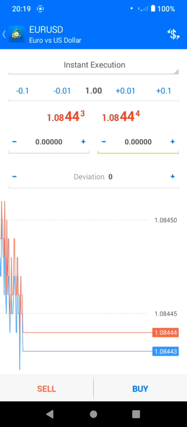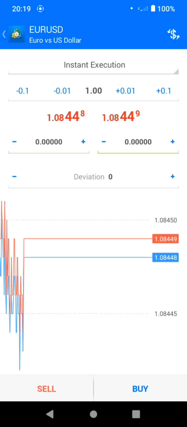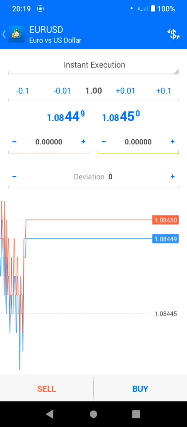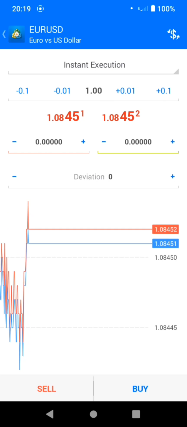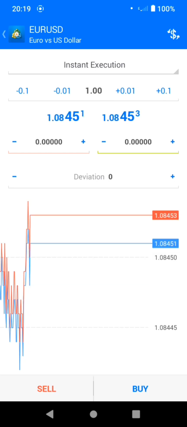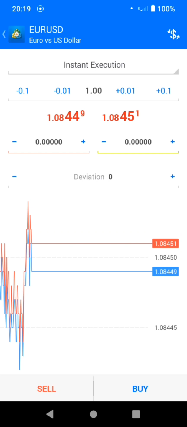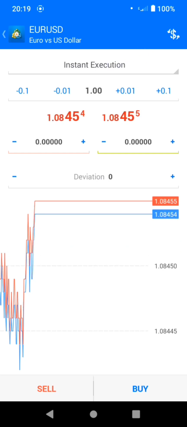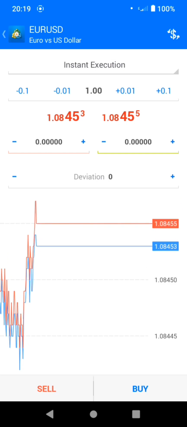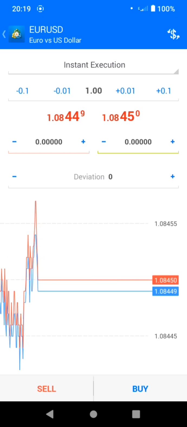Okay, so now you can see this is the market type, your order type. We have basically two types of orders. We have the instant execution or market order, which is the one you are seeing here where this cursor is. This is when you tell the broker you want to enter the trade at the current price of the market.